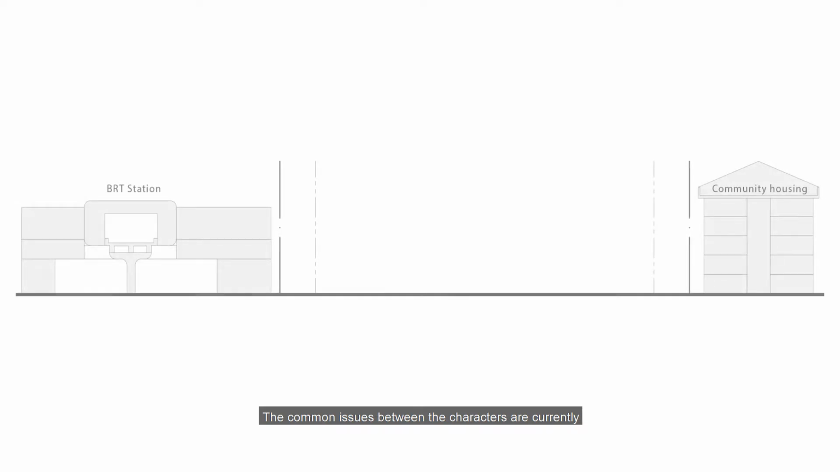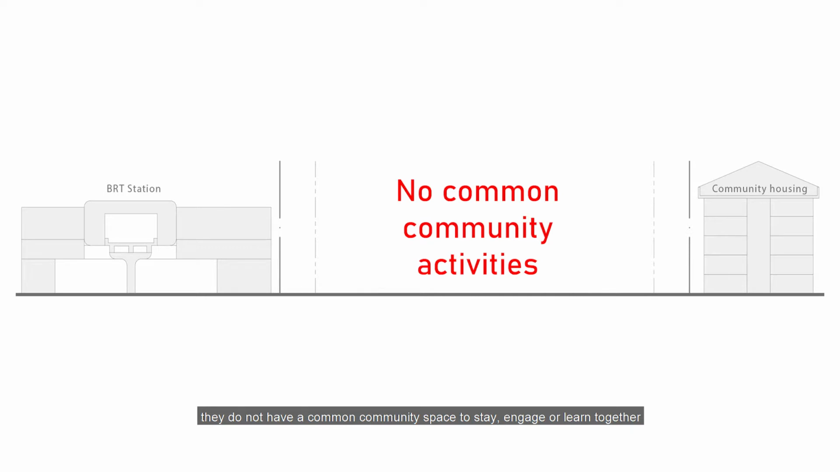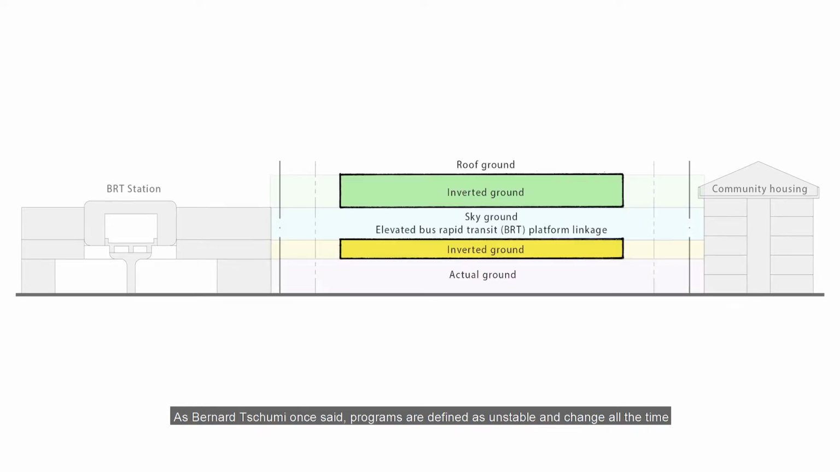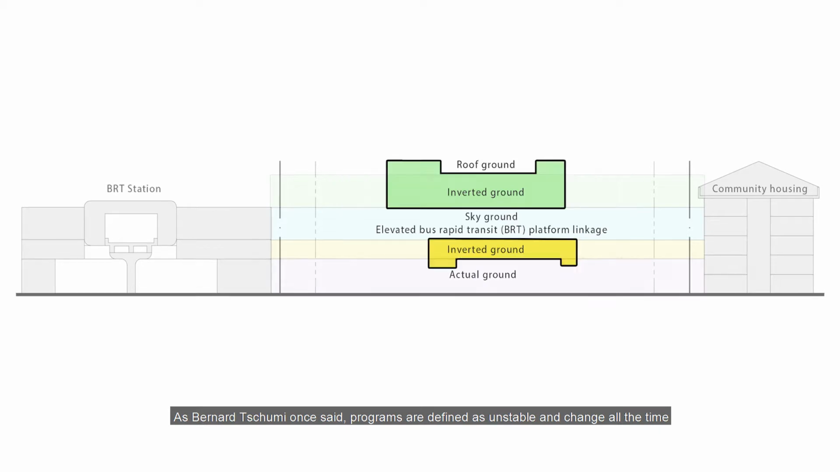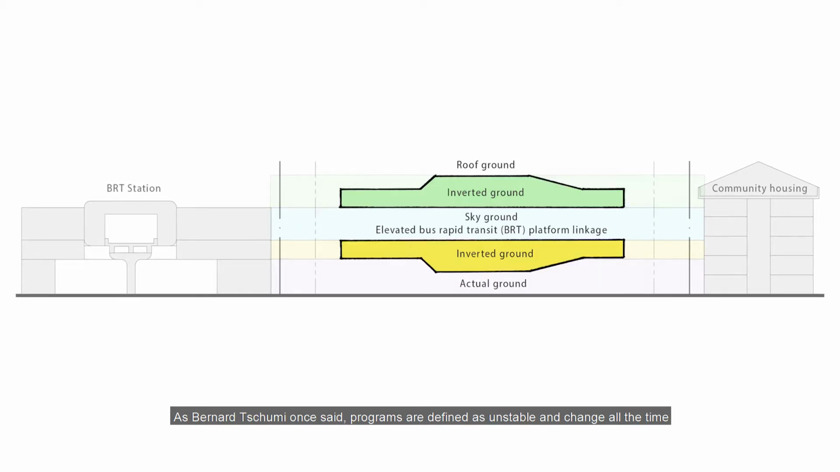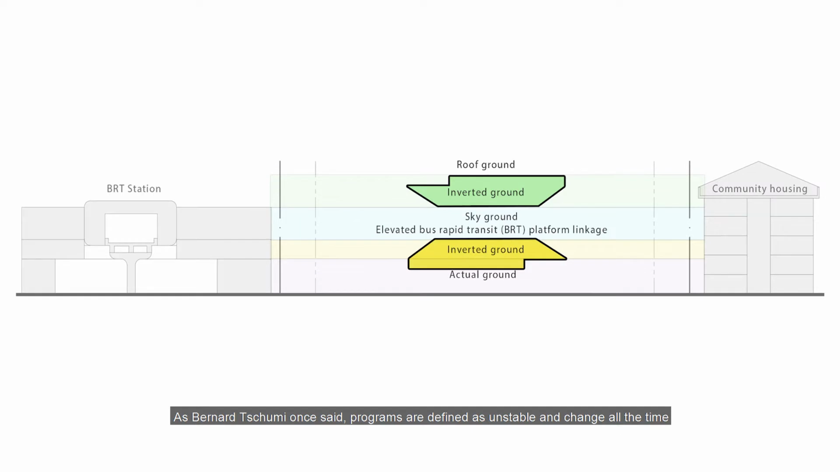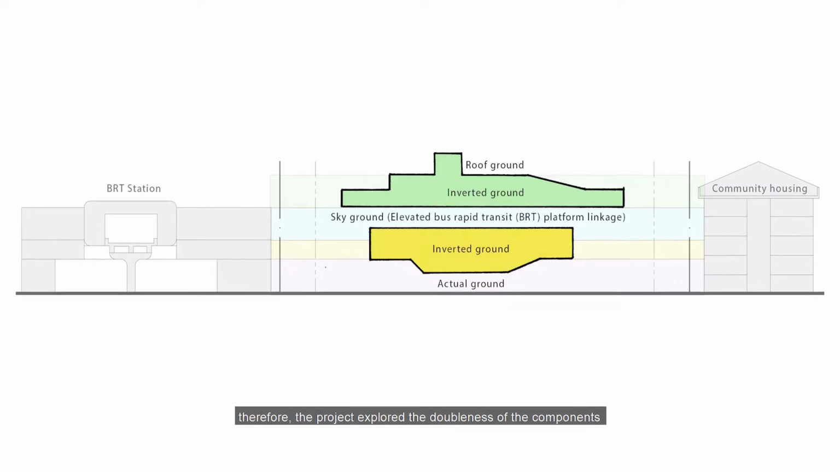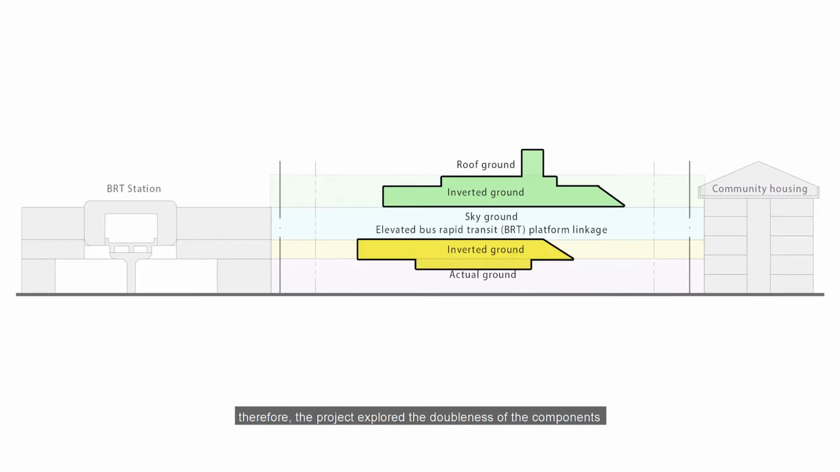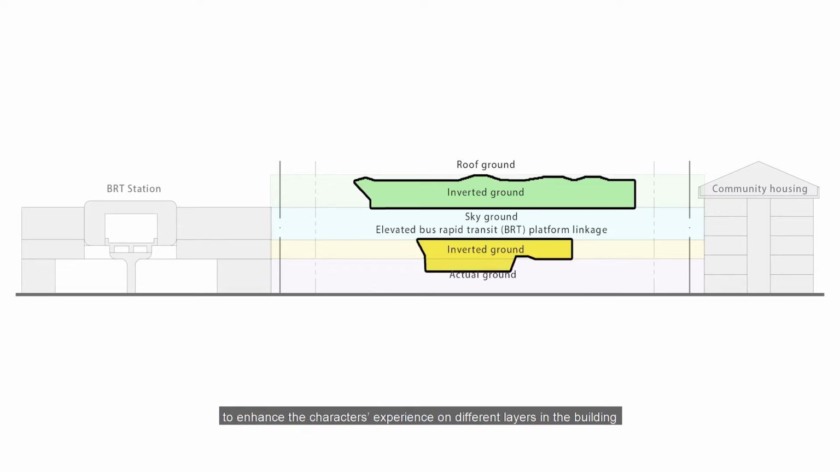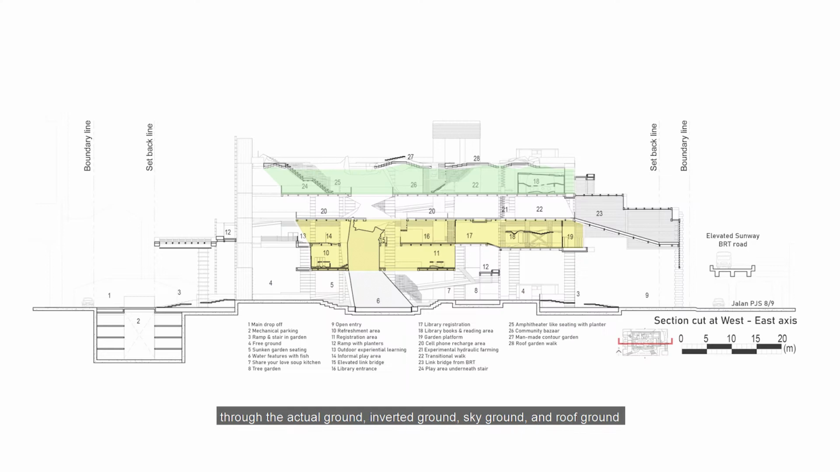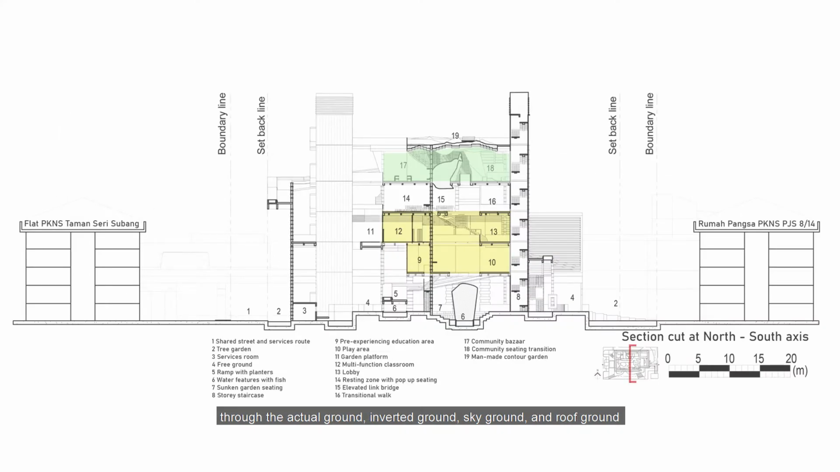The common issue among the characters is that currently, they do not have a common community space to stay, engage, or learn together. As Bernard Tschumi once said, programs are undefined and unstable and change all the time. Therefore, the project explores the doubleness of the components to enhance the characters' experience on different layers in the building, through the actual ground, inverted ground, sky ground, and roof ground.